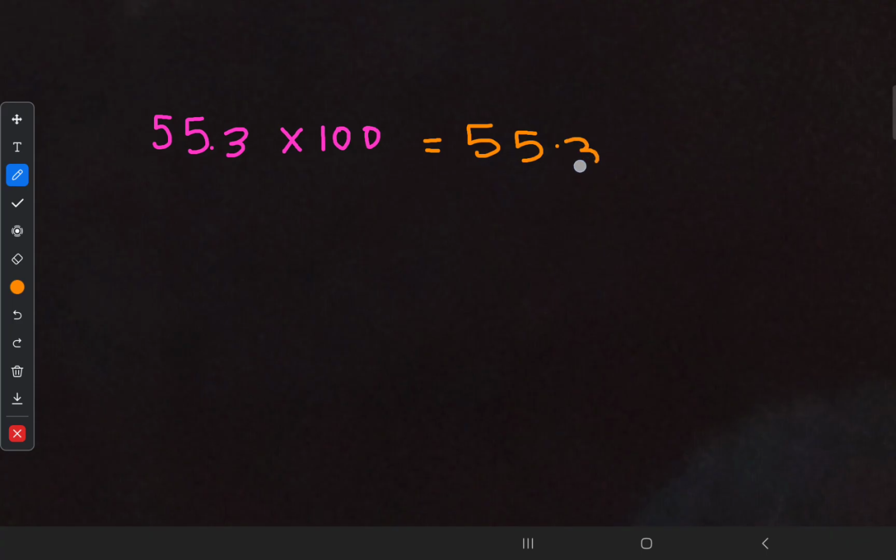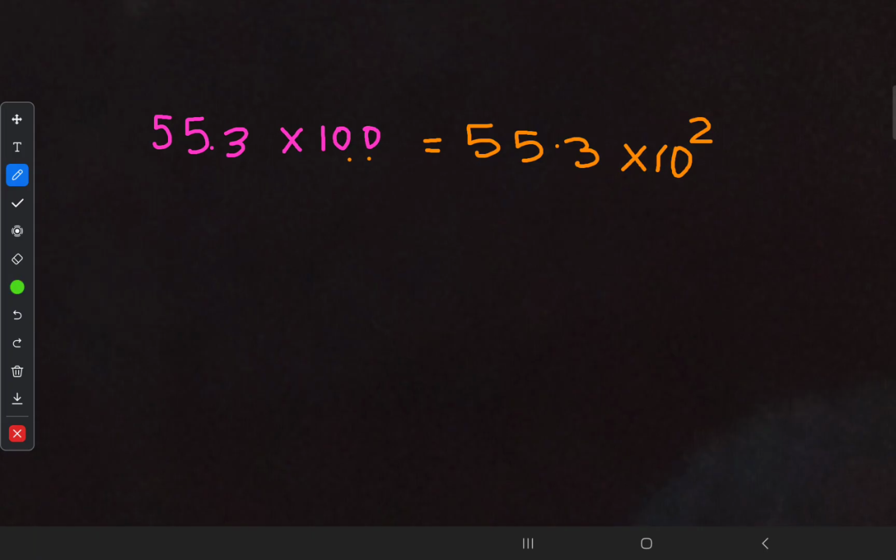We can write it as 55.3 multiplied with 10 to the power of 2. Here there are two zeros. You can remember it like this: 10 to the power of 2 means there are two zeros.